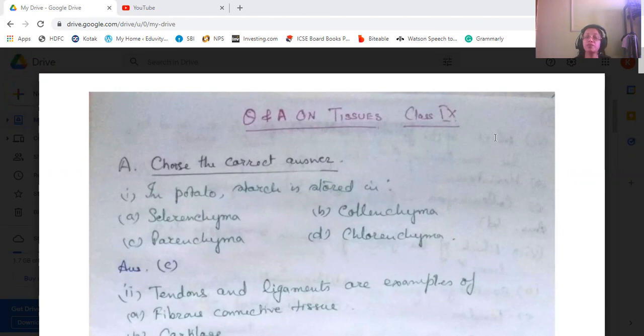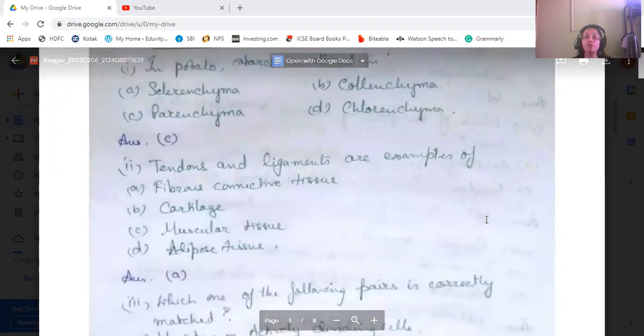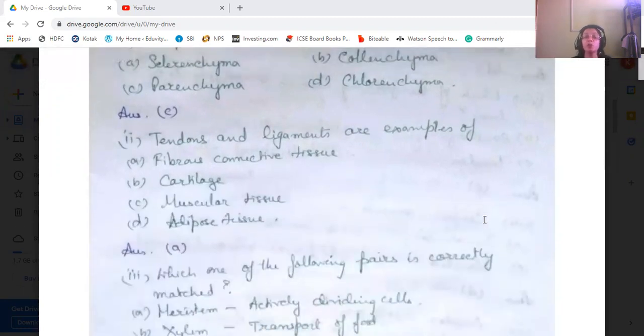Okay. Next comes the tendon and ligament. Examples of the four options are fibrous connective tissue, cartilage, muscular tissue, adipose tissue. So tendon and ligaments both are examples of fibrous connective tissues.